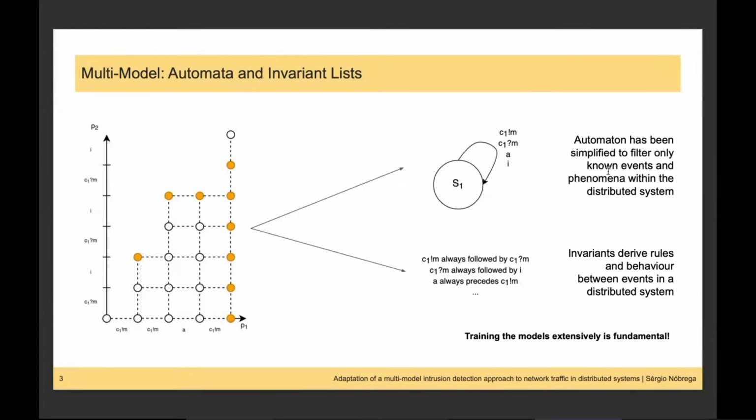And that is why the training of the models themselves is very important. For example, here we have this event A, but this event can actually be completely independent on process 1. It can be something that just happens randomly, and we created this invariant: A always precedes the sending of the message. That can be a false invariant. It really isn't an invariant. It is an invariant just based on the data that we use to train.